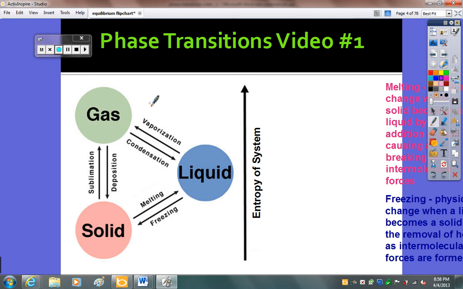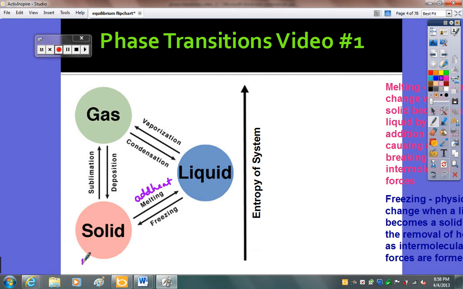The phase transitions all have different names, most of which you're already familiar with. Going from a solid to a liquid is melting. Going from a liquid to a solid is freezing. In the case of going from solid to liquid, you are adding heat. And this heat that's been added is used to break apart these intermolecular forces and give you fewer intermolecular forces.